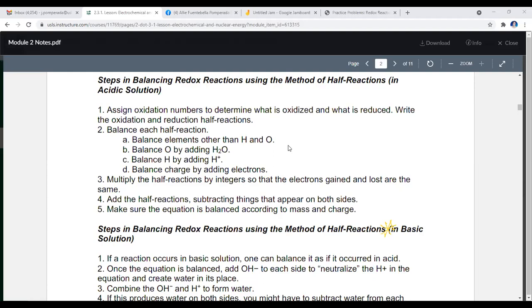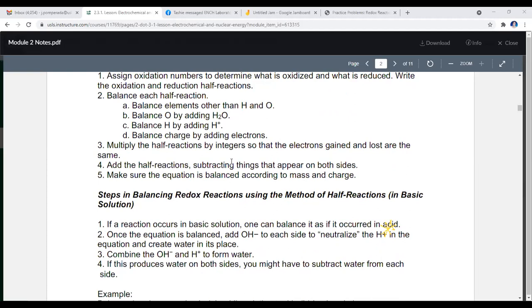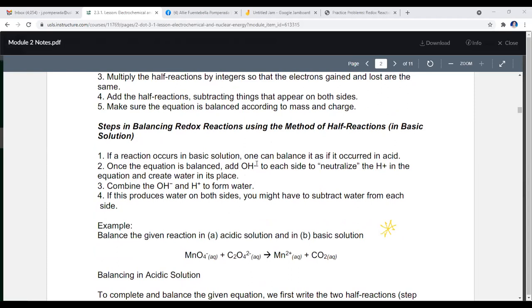You have already balanced it in acidic solution. If it's basic solution, you will just add to the procedure that you already have for acidic solution. You add an equal number of hydroxide anions to the hydrogen cations that are present in your added reaction. Remember, you already combined the two half reactions, so you only have one overall reaction. To that overall reaction, you add the same number of hydroxide anions as the hydrogen cations present. The purpose is for you to produce water. Now, if you produce water on one side and you see water on the other side, you need to simplify. Subtract if there's a need to subtract. And that's it. You have already balanced your redox reaction in basic solution.